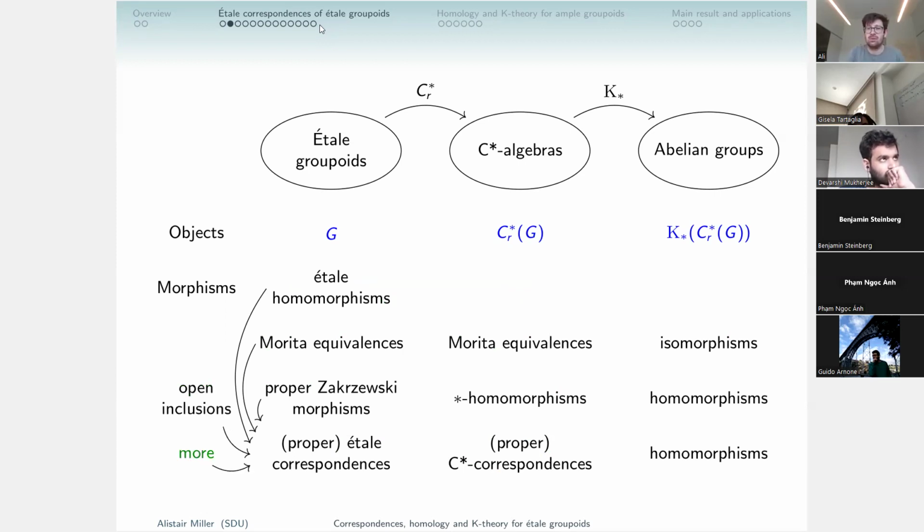and other examples. So actually the example that got me interested in all of this doesn't fit into any one of these categories, but anything can be abstractly written as the composition of Morita equivalences, Zakrzewski morphisms, and open inclusions. So I've given you everything already, but maybe things appear more naturally as just a correspondence in itself. All right.